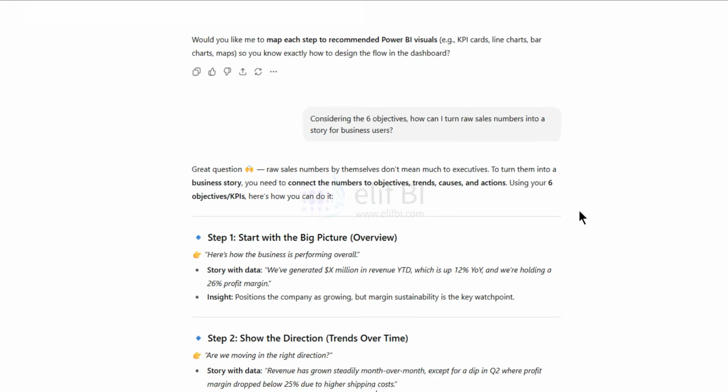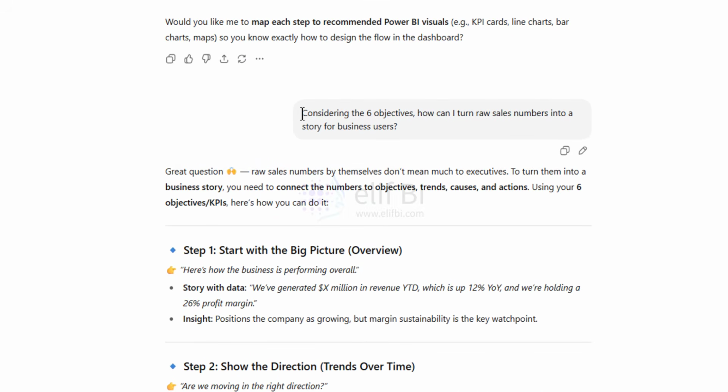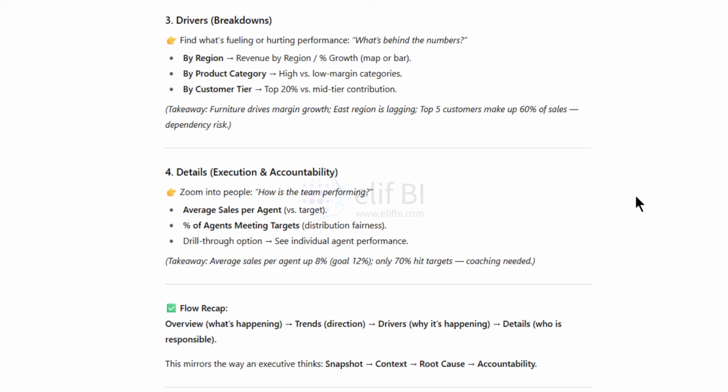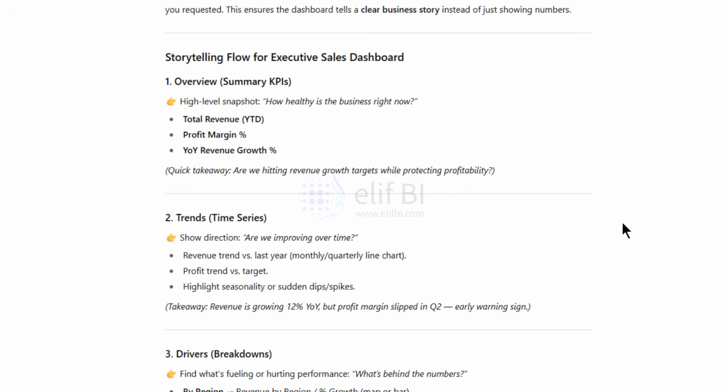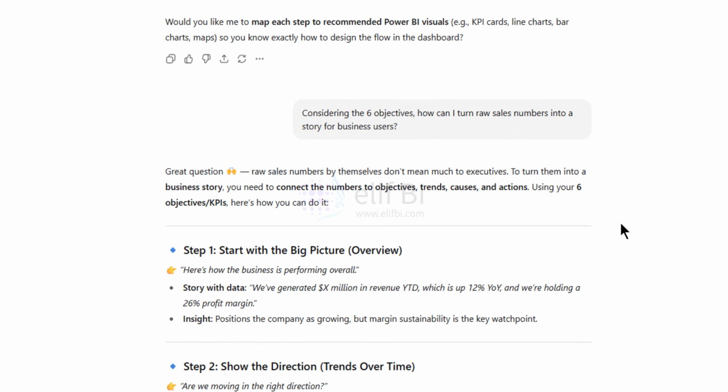Then I move on to asking further questions where I'm saying, considering the 6 objectives, how can I turn raw sales numbers into a story for business users? So what I'm doing here is basically, first I ask about the storytelling flow, and now I want to apply that storytelling flow to my 6 business objectives that I have defined.